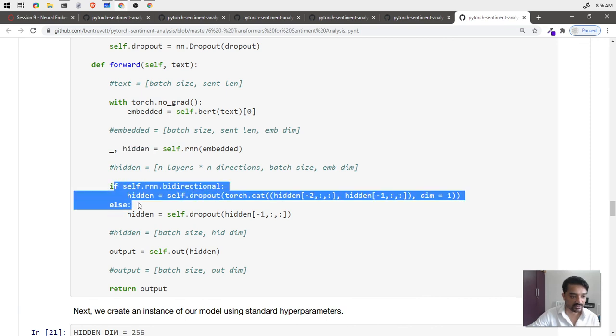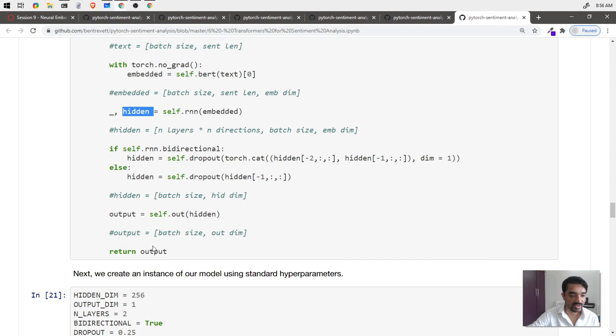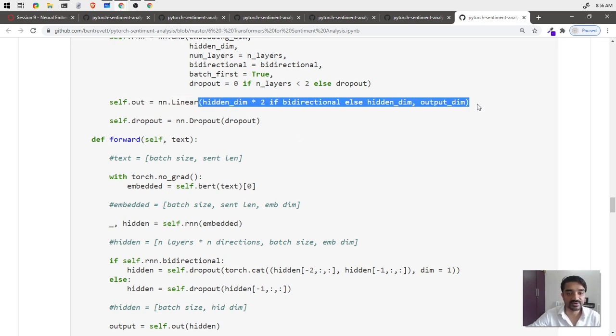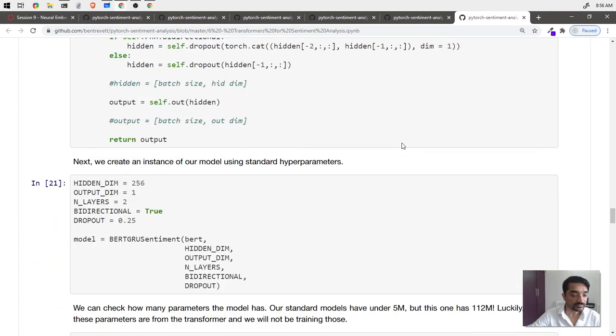Don't have to worry about it right now. Just look at here. Hidden equals self dropout hidden, whatever is coming from here, and it goes as an output, right? So what is out? Out is a linear layer. So we have literally a fully connected layer, okay? And again, some condition if it is bidirectional or not. Again, we're going to cover that in the RNN session.